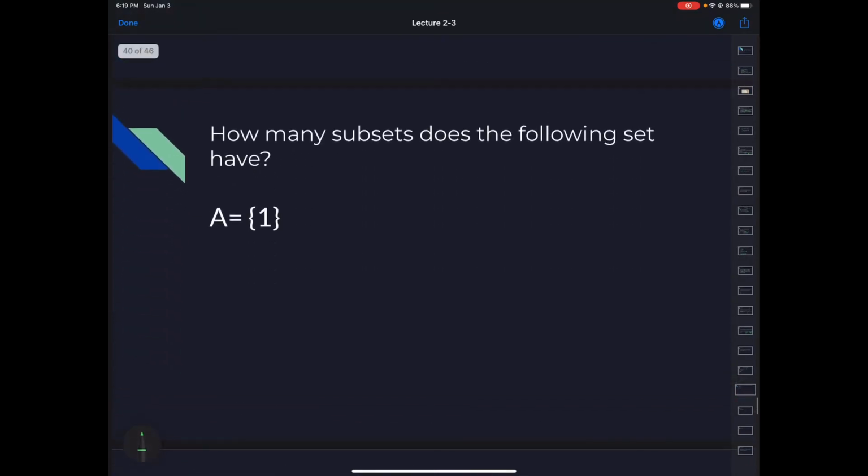How many subsets does this one have? Well, one subset is just one. And remember, the empty set is a subset of all sets. So we have two, and that's it. So in this case, we have two subsets.